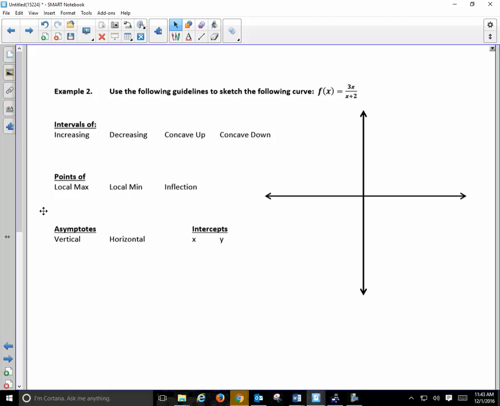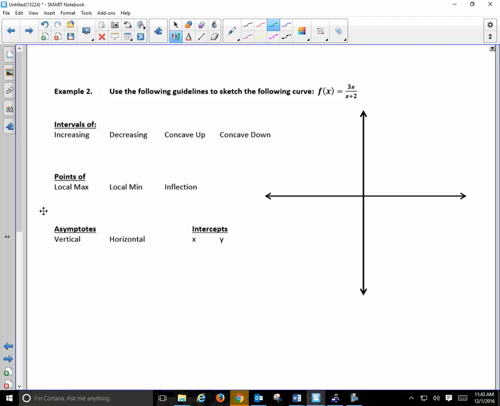Jake Bordwick said this was his favorite problem ever. No, so I'll show you exactly what you can do.